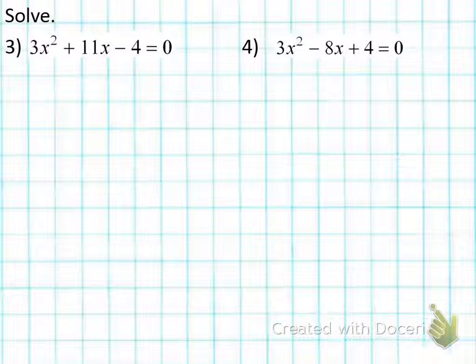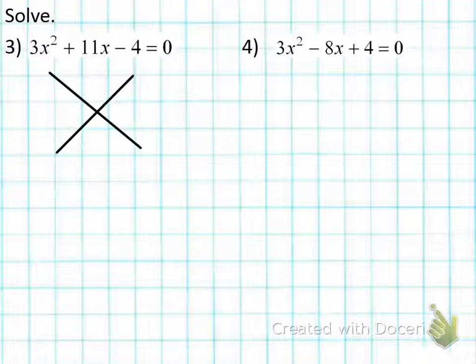Okay, and also turn to your neighbor and tell them what A, B, and C are, just to confirm we were starting in the right direction. A, B, and C. Okay, what are A, B, and C, everyone? 3, 11, and negative 4.